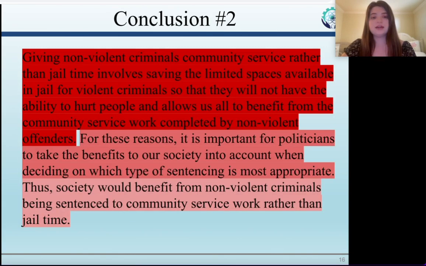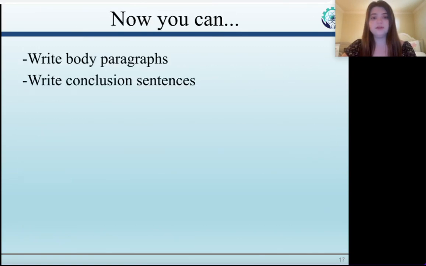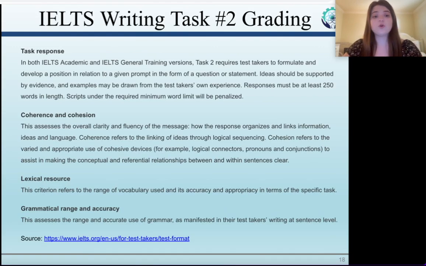All right, so that is it for today. The goal of today was that now you can write body paragraphs and conclusion sentences. You can also write introductions, but that was technically from last day, so I didn't include it here. And last but not least, before we go, I want to talk a bit more about the grading. I did discuss this a little bit last day. I want to discuss the grading here.